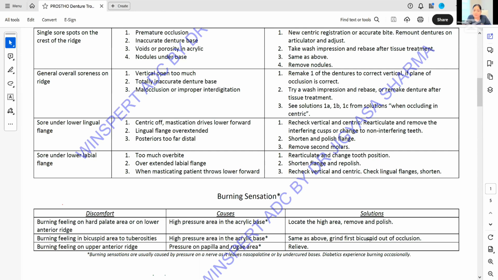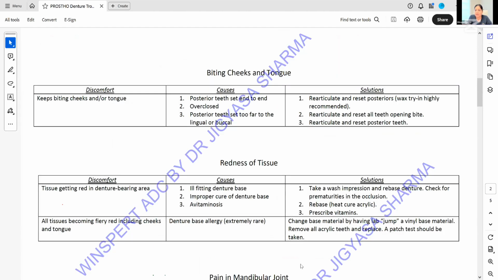Burning feeling on the upper anterior ridge. Upper anterior ridge burning can be pressure on the papilla and the rugae area, which needs to be relieved. So check whether this area has been provided the natural relief during the denture fabrication or not. If not, use a pressure indicating paste, identify and relieve those areas. Clear for everyone? The term burning feeling whenever given, how will you manage it?